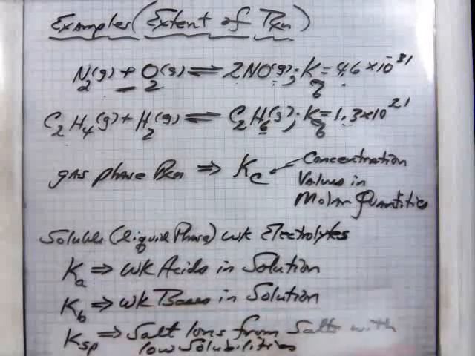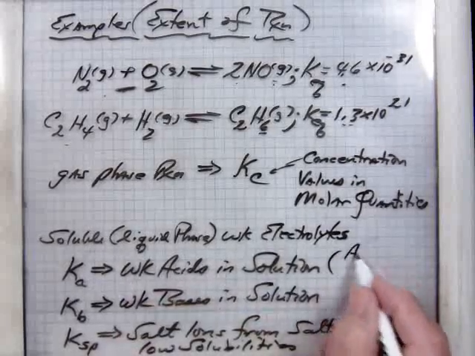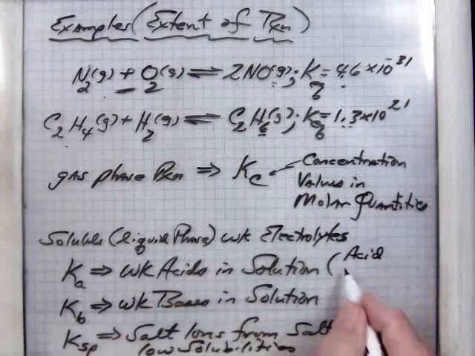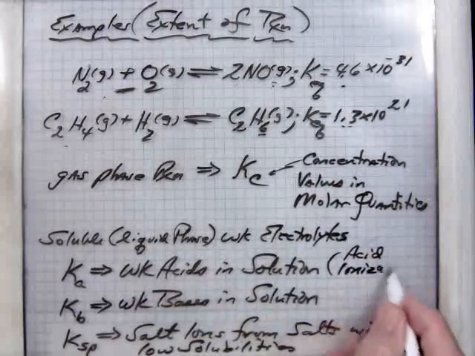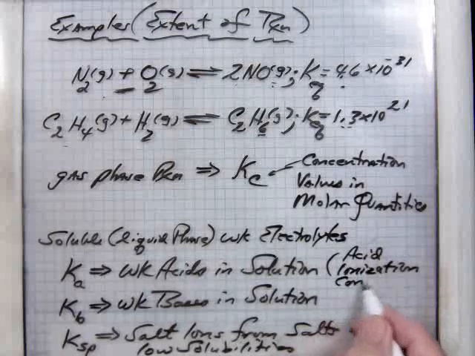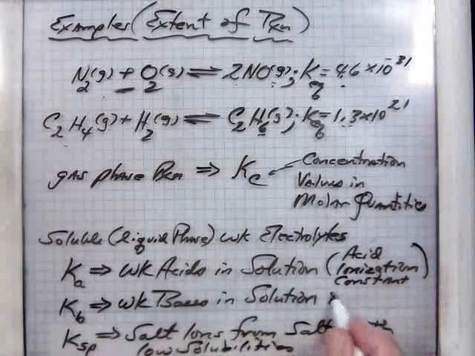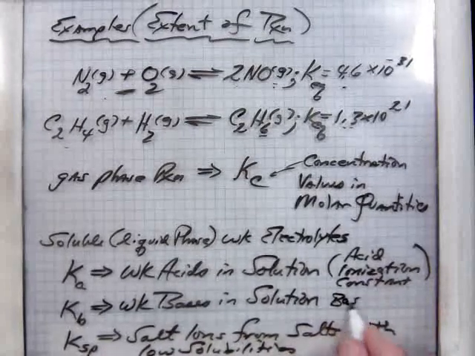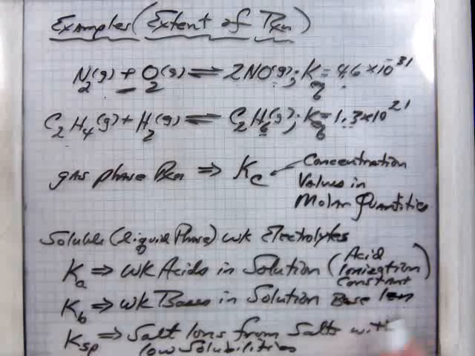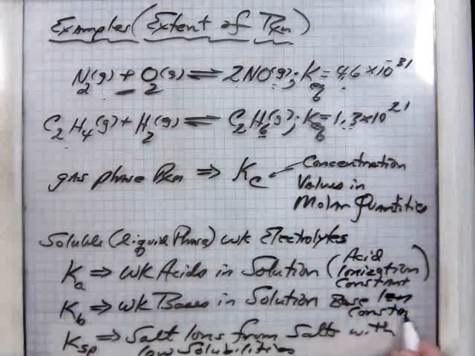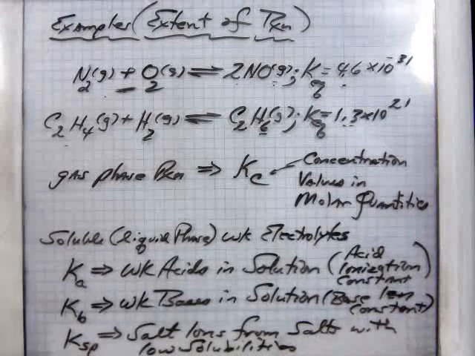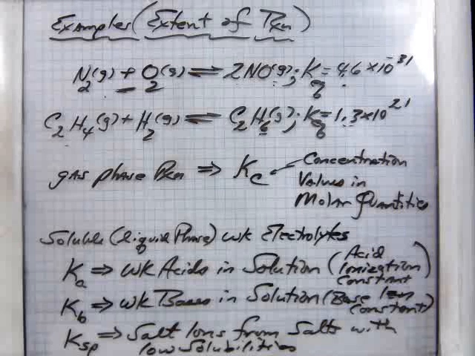This Ka is called an acid ionization constant. The Kb is called a base ionization constant. So I'm just giving you some definitions of how things are presented in this idea of studying equilibrium.